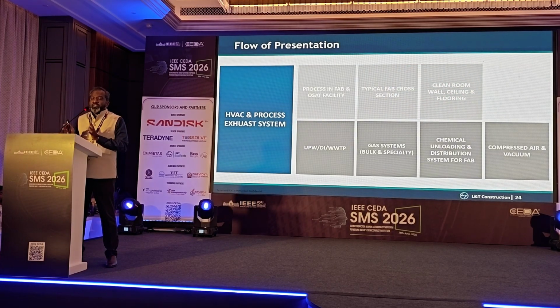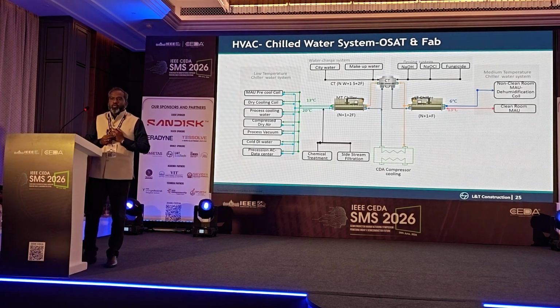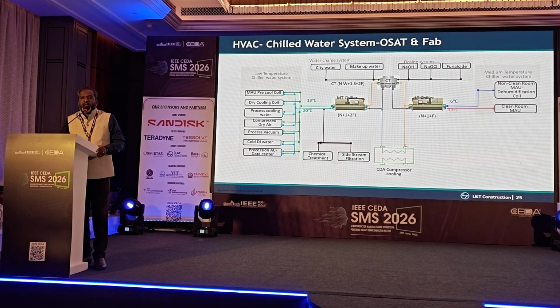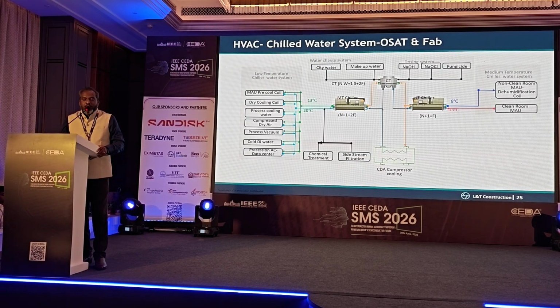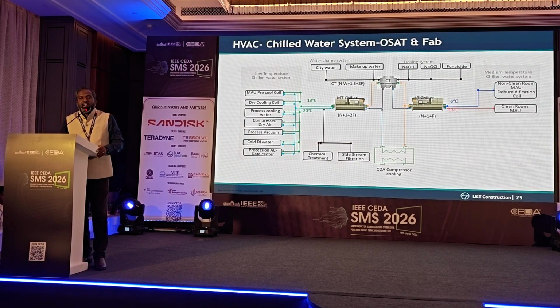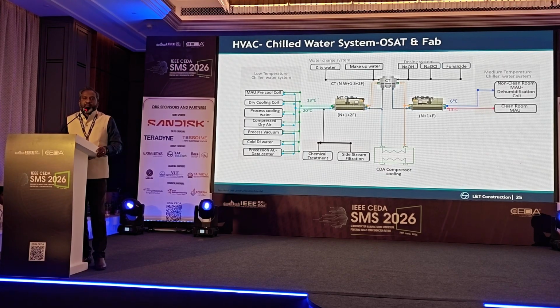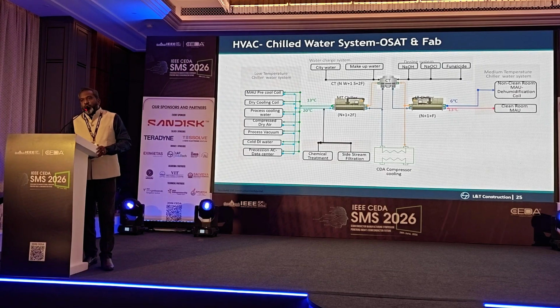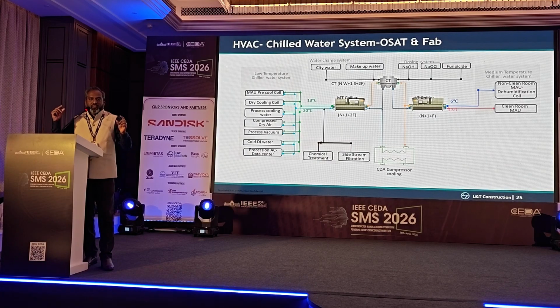Moving on to HVAC, which is a very important part. Usually there are 2 types of chillers that are used: low temperature chiller and medium temperature chiller. For the medium temperature chiller, usually the temperatures are 13 degrees and 20 degrees. So the inlet temperature of the chiller would be 20 and outlet temperature would be 13. And for the low temperature, the inlet will be 13 and outlet will be 14. So that's the cooling delta. This is for the efficiency.